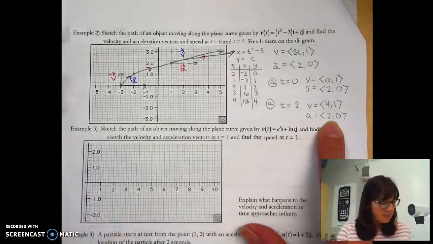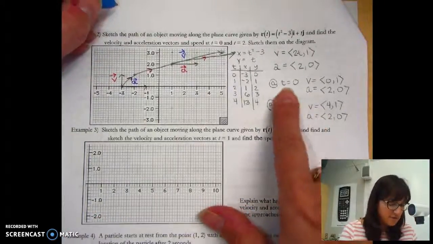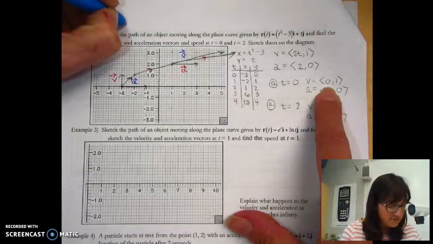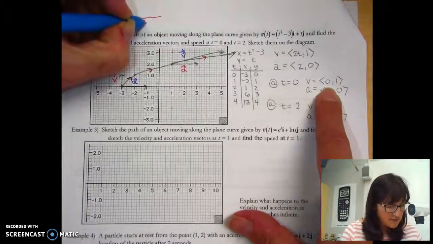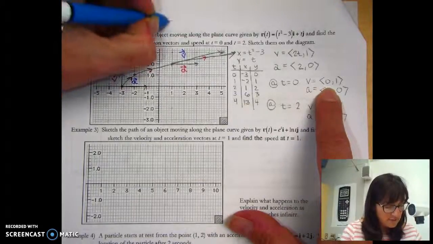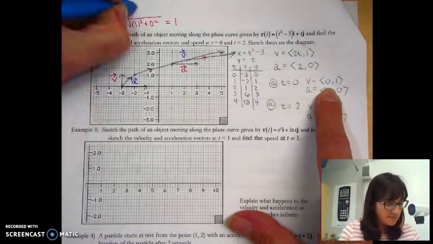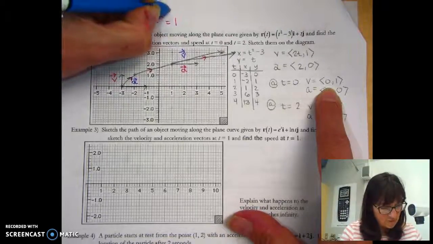Let's do the speed real quick. Maybe we'll only have time to do the speed at one point. If I want the speed at time t equals 0, it's simply the magnitude of this vector. That will be the square root of 1 squared plus 0 squared, which is 1. So the speed at t equals 0 is 1.